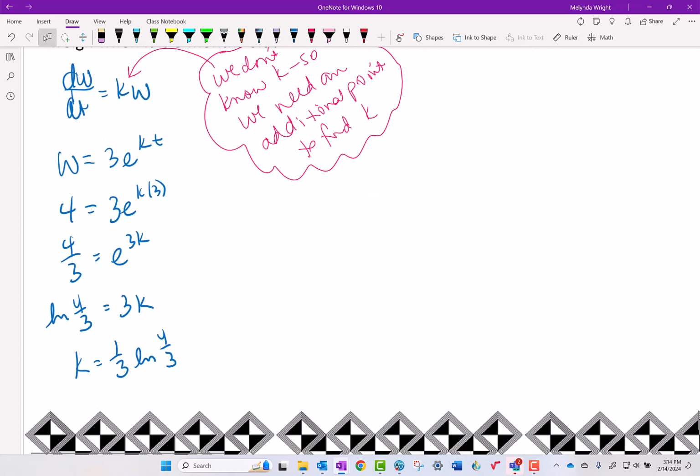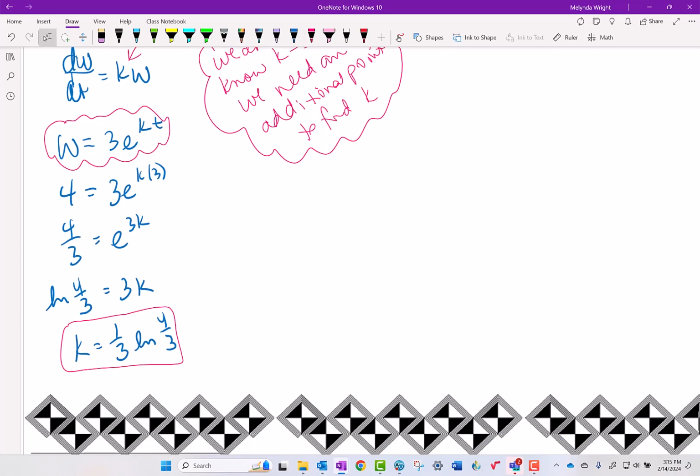Now here's my suggestion to you. Once you find k, you should box it in. That's k. Now when we write this formula, I'm going to say that k is 1/3 ln 4/3, so I don't have to keep writing that over and over again. I'm boxing it so that every time I write k, it's going to mean 1/3 ln 4/3.